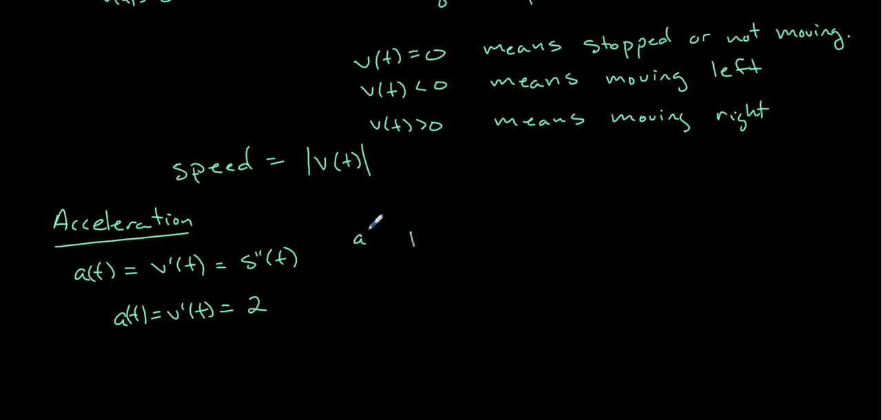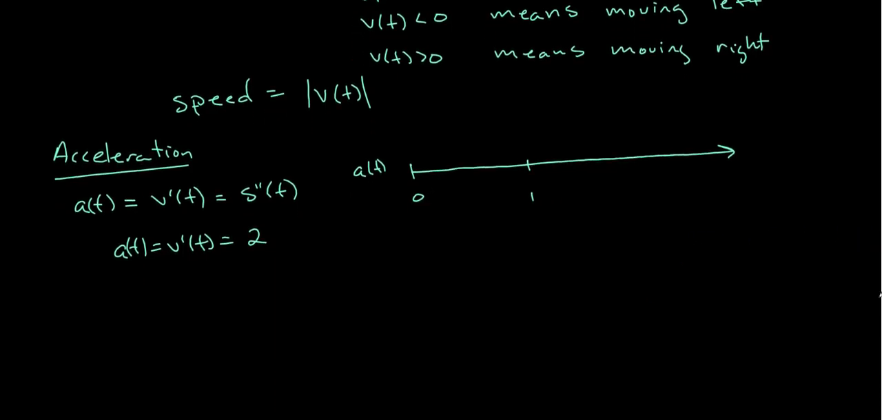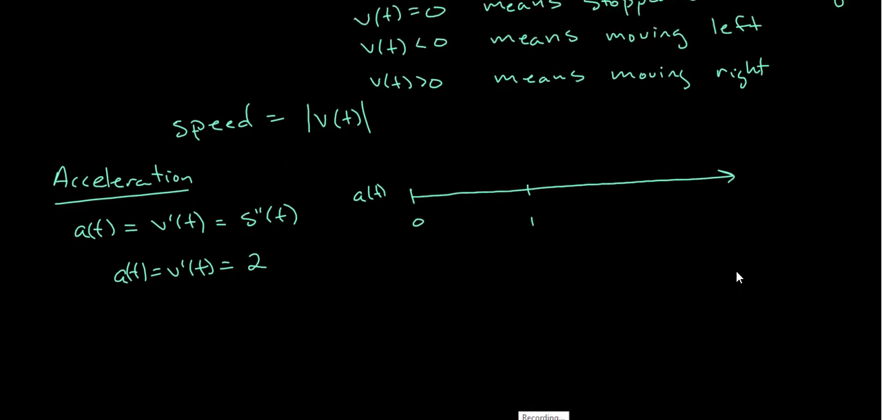So in this particular case, let's make an a of t number line real quick. Now we got 0, and we got 1. I'm going to keep 1 because that's a critical number from velocity. What do you guys know about the acceleration between 0 and 1? It's 2, so what is it? Positive. What do you know about the acceleration after 1? Positive. Okay.